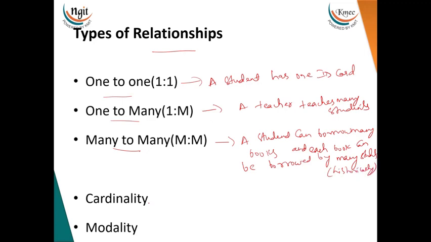Then we have a couple of other concepts like cardinality and modality. Cardinality specifies the number of instances of one entity related to another. For example, one teacher to many students. This is an example of cardinality. And modality indicates whether the relationship is a mandatory one or an optional one.